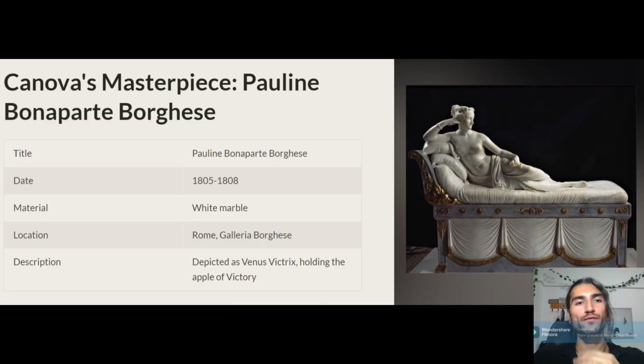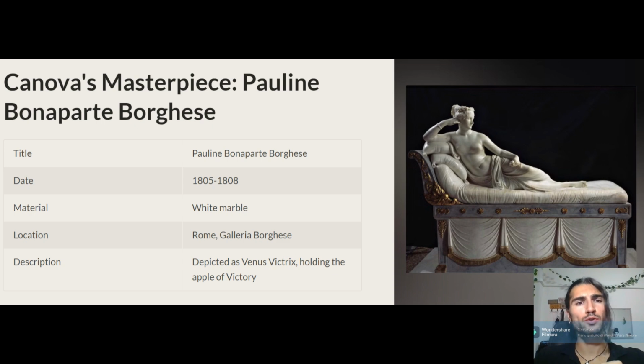One of Canova's most famous sculptures is his portrait of Napoleon's sister, Paulina Bonaparte, who he depicted as Venus, the goddess of love, holding the apple of victory. This sculpture, made of white marble, is known for its graceful beauty and careful attention to details.